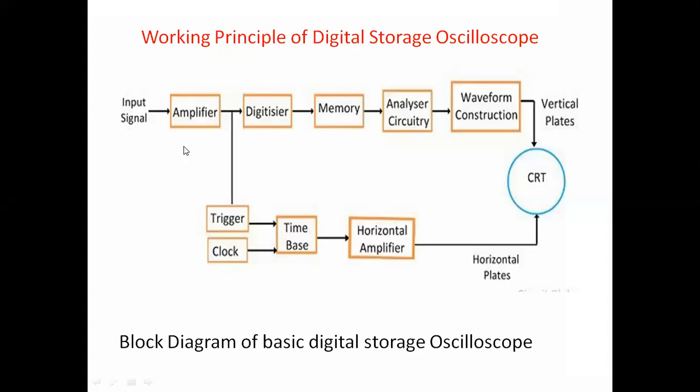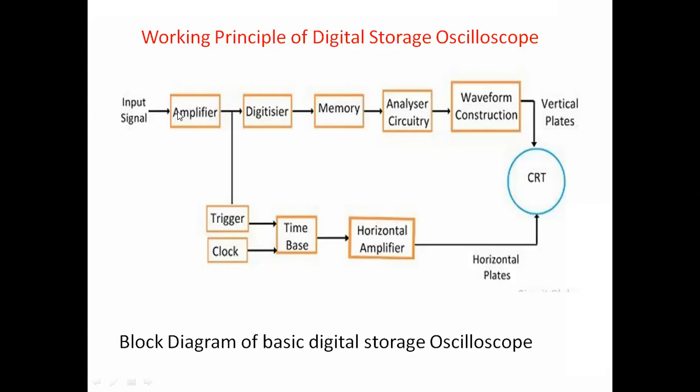This figure shows a single input signal being applied, and that signal is first converted into digital form. Generally, the inputs applied to the oscilloscope are analog signals, and those analog signals are converted into digital form by using A to D converters. After that, the converted signals will be stored in the memory. So first of all, the input signal is applied to the amplifier and attenuator.